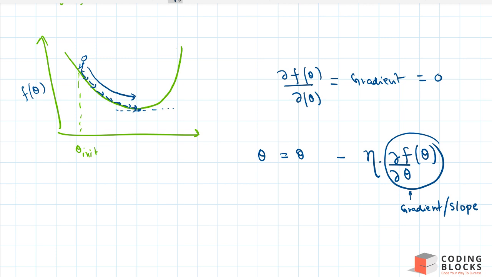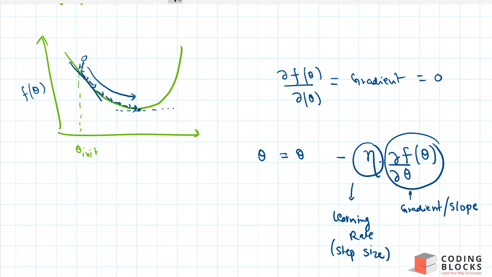So if you compute the gradient at this point, you will see this is negative, right? So the slope is negative, and this is a constant which is called the learning rate, right? Basically this defines the step size, how much you will walk.